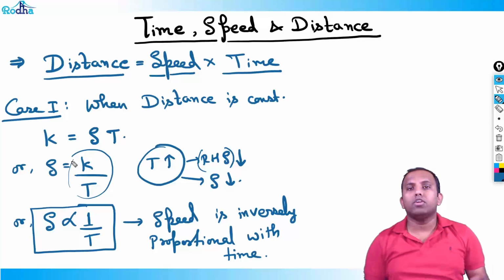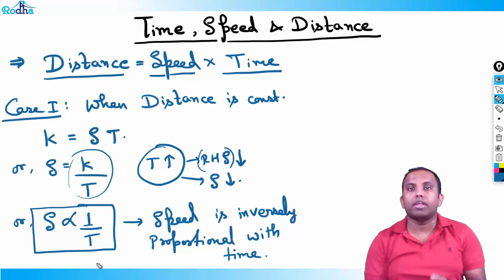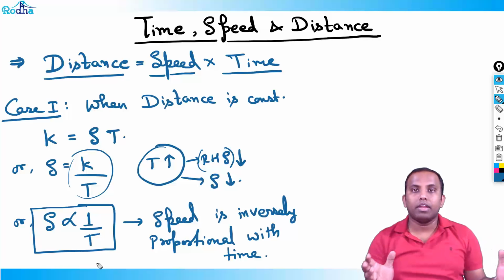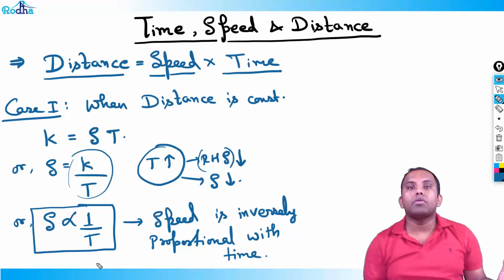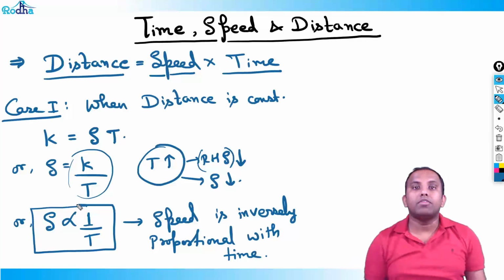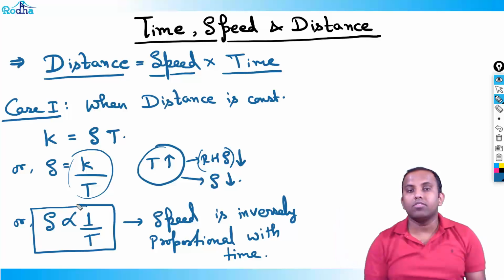Now you can see it logically also. Suppose you're going from your home to your office or your college, wherever. From home to your college, that distance is constant. So the more you increase the speed of your vehicle, the less time it will take you to reach the college. More speed, less time. Speed and time are inversely proportional only when distance is constant.